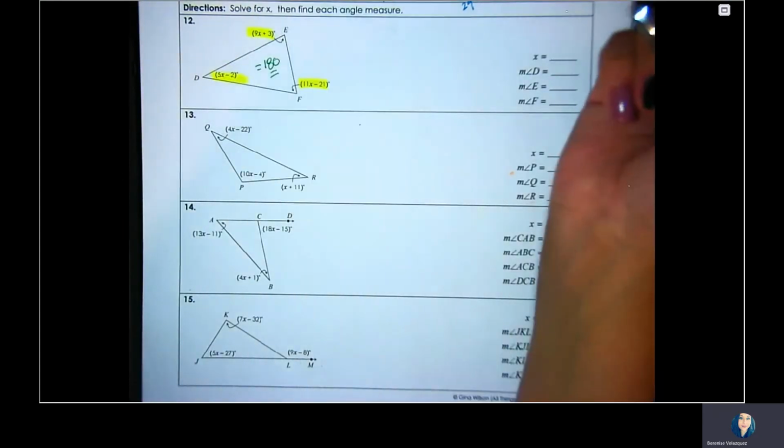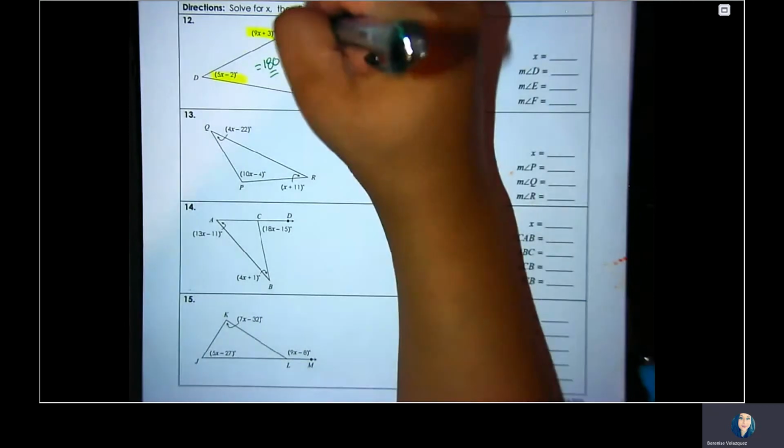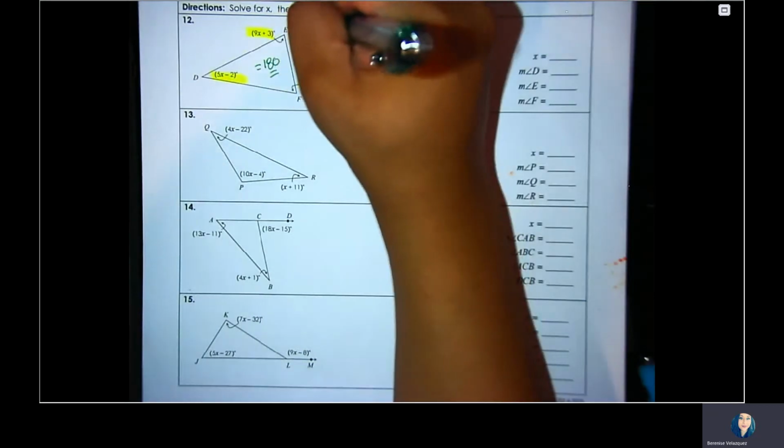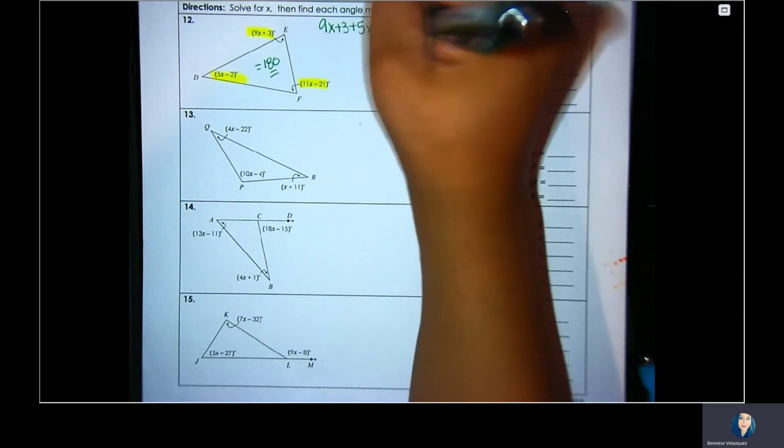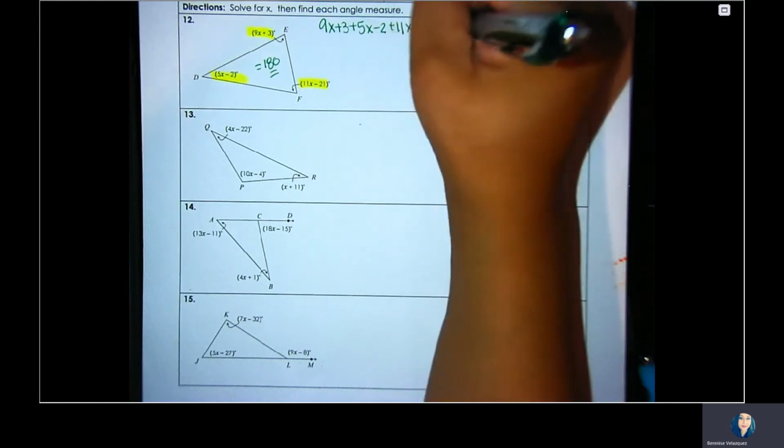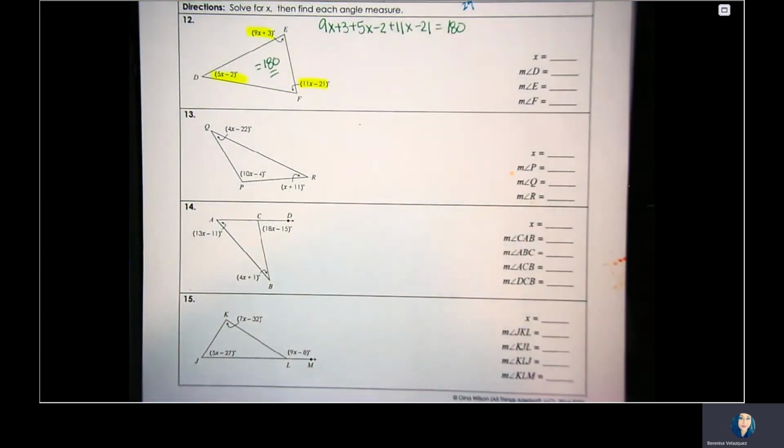That's it. Okay, so the setup is going to be 9x plus 3 plus 5x minus 2 plus 11x minus 21, set it equal to 180. Anytime they give you all three parts on the inside, that's what you do. Now, here's the difficult part. Some of you guys do not know how to combine like terms on the same side, so that will make this difficult for you to solve.